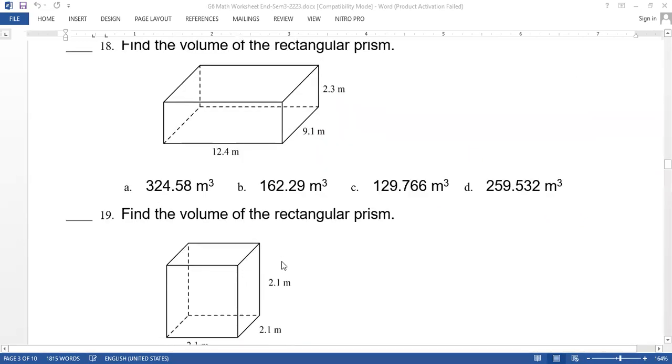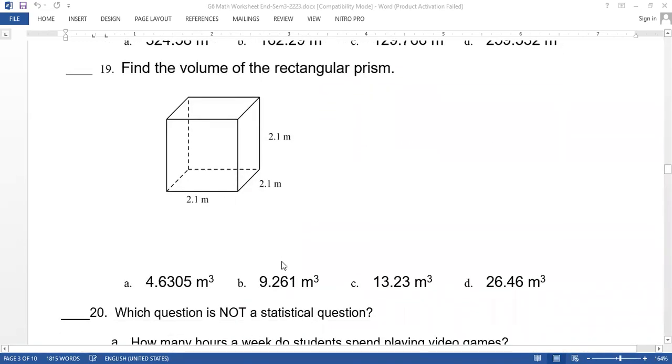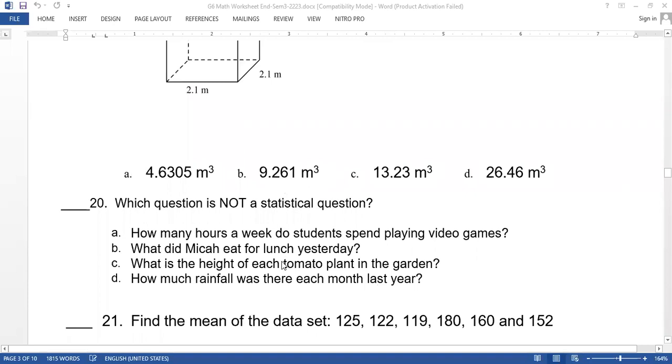Now question number 19 is the same idea, so it's easy stuff. Now question number 20, which is not a statistical question. Statistical question, but he wants not statistical question. So the question which has only one response, one correct response. How many hours a week do students spend playing video games? This is a statistical question because it has many answers.